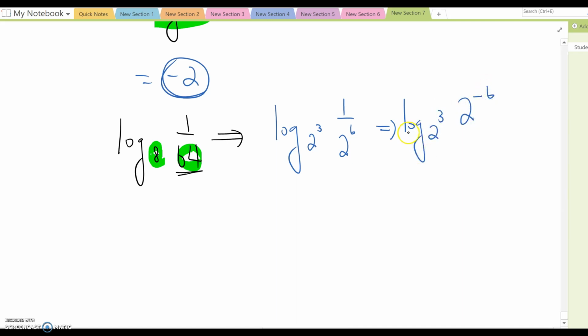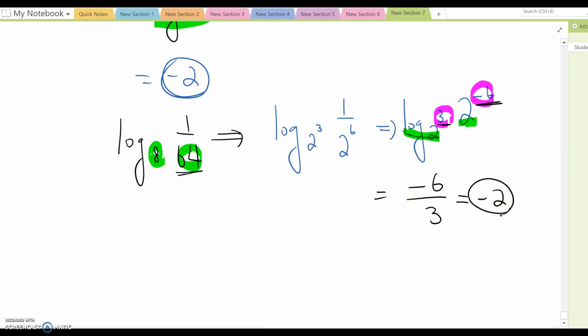Since the log base and the given value are both powers of 2, you only take out their exponents. Okay, so in this case it must be this over this. Therefore, negative 6 over 3, which will be negative 2. You can do it this way as well. Okay?